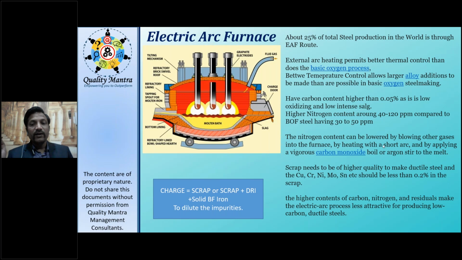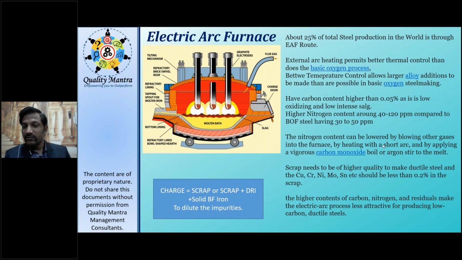So here you have written scrap of copper, chromium, nickel, silicon should be less than 0.2%, not 0.3%. Yes, sir. That is for making steel for ductility, not wire rod application. Normally for making ductile steel, the scrap used in the electric arc furnace should have this composition, less than 0.2%. But when we give the specification for the wire rod, we are giving up to 0.3% maximum of all these elements. The lower the better.